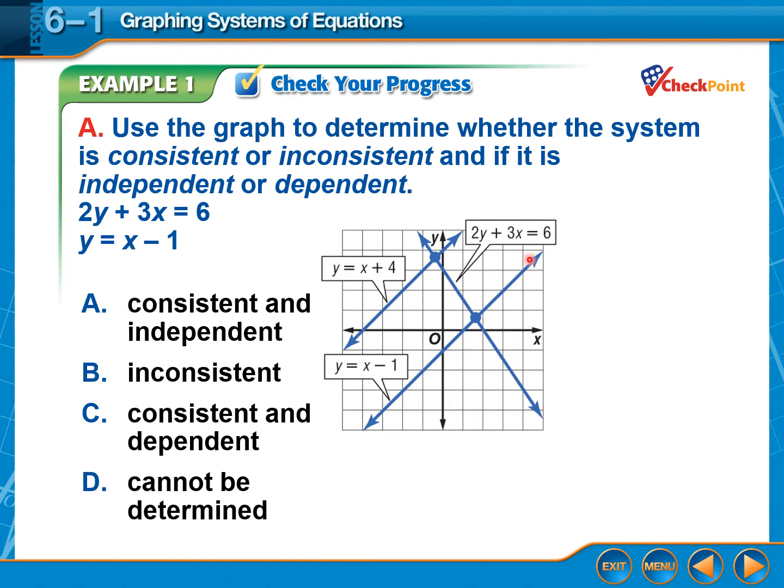All right, so for this one, we've got a graph of actually three lines. y equals x plus 4, y equals x minus 1, 2y plus 3x equals 6. For this first problem, they want you to look at the two lines, 2y plus 3x equals 6, which is this line here, and y equals x minus 1, which is the line over here. So you're only looking at these two lines for this particular problem. So looking at those two lines, what type of system are we looking at: consistent and independent, inconsistent, consistent and dependent, or it cannot be determined?